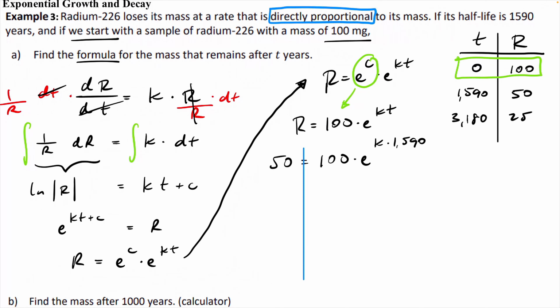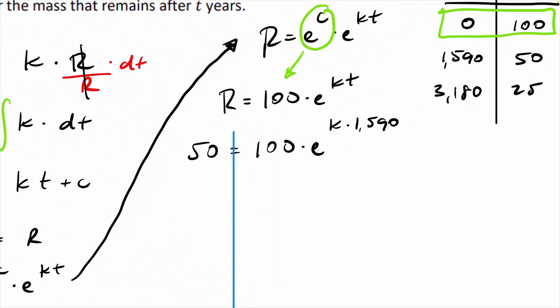How do I solve for k now? What's the first step I'm going to do? Divide by 100. Good. That leaves half, right? 0.5 equals E to the k times 1,590.